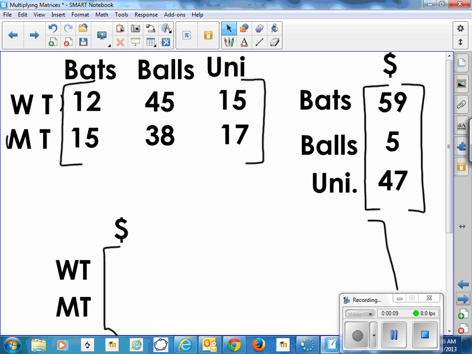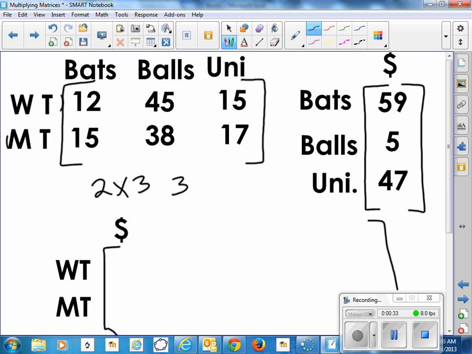So if you have a matrix of bats, balls, and uniforms that you want to buy for the women's team versus the men's team, you have 2 rows, 3 columns. So it's a matrix that's 2 by 3, and I'm going to multiply it by a matrix that has the price for each of those items. That has 3 rows and 1 column.